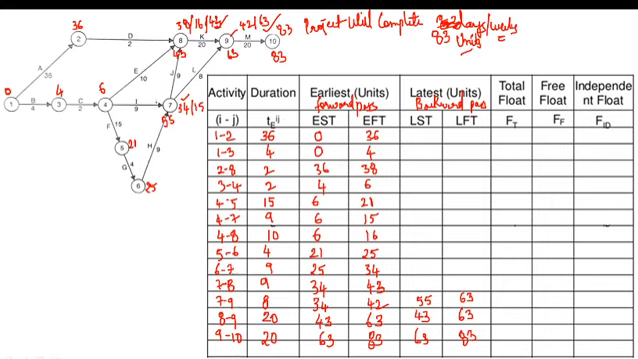Now look at the activity 7 to 8. What is the latest finish time of activity 7 to 8? 43. So write 43 over here. What is the duration? 9. 43 minus 9, how much is it? 34. Write down that value. So it will come at the 7. 34. 55 one we have got, 34 one we have got.